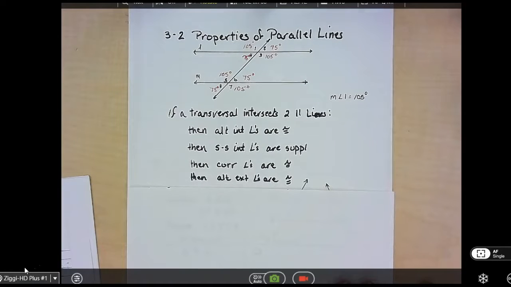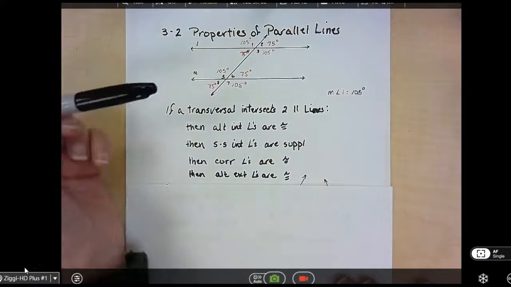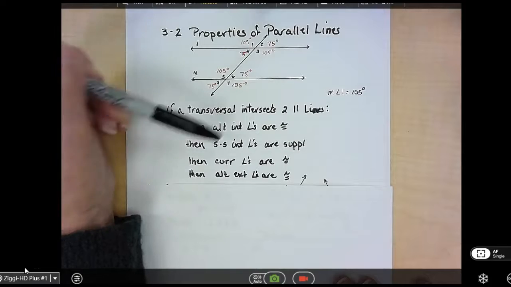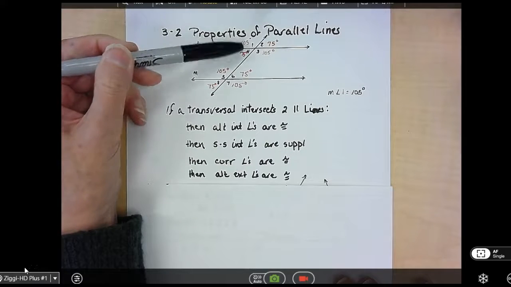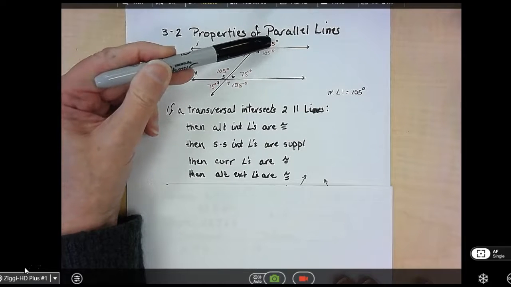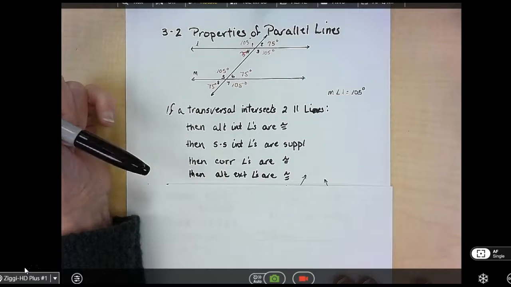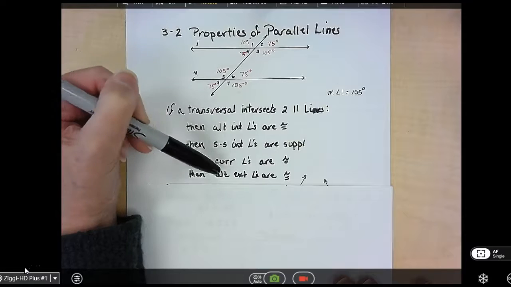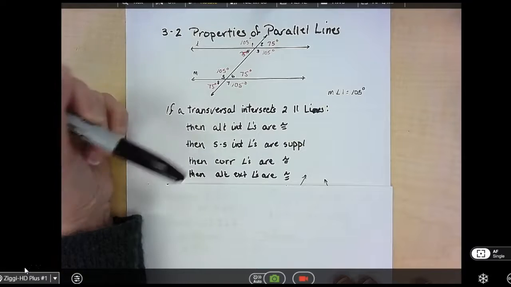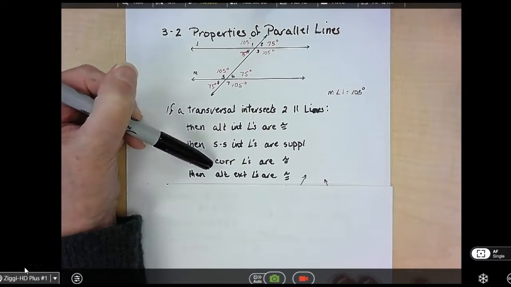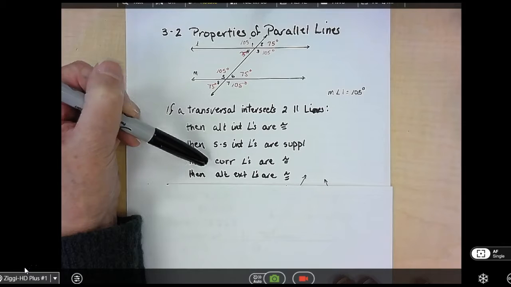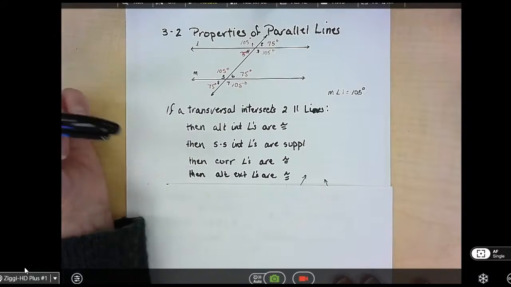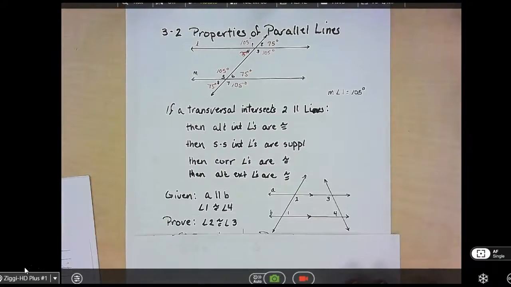Last but not least, alternate exterior angles. We already did the interior. Exterior of 1 and 7, they're congruent. 2 and 8 are also congruent. So anytime you have parallel lines, alternate exterior angles are congruent, alternate interior are congruent, and corresponding are congruent. The only one that's not congruent is same side interior angles. They are supplementary.